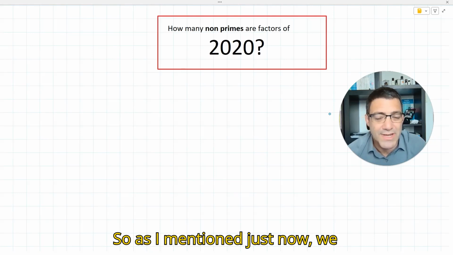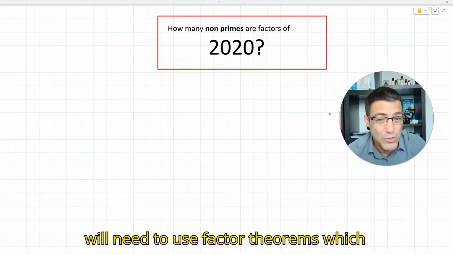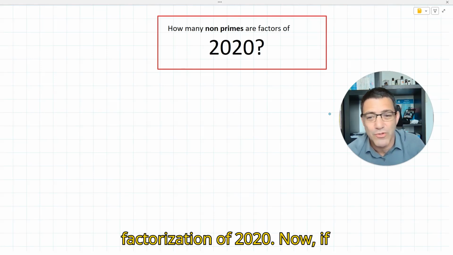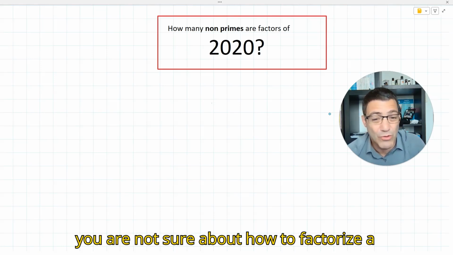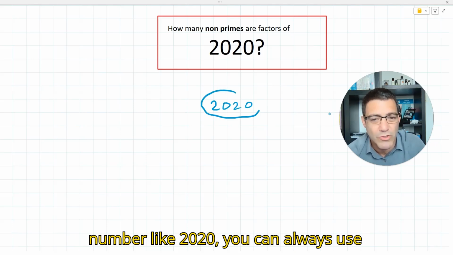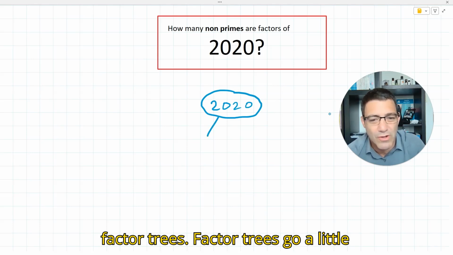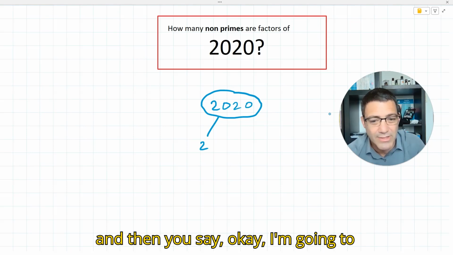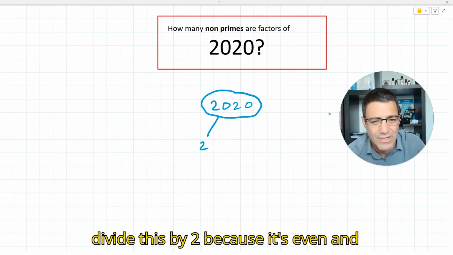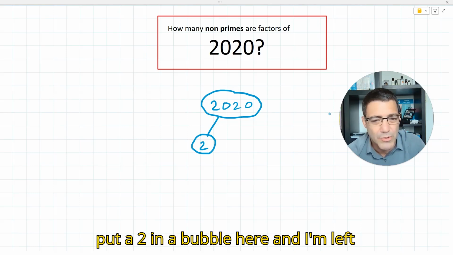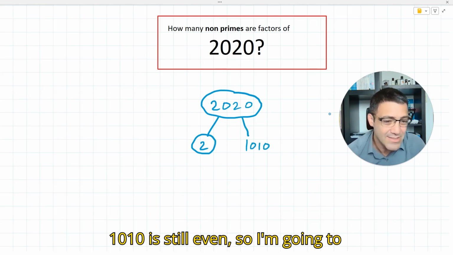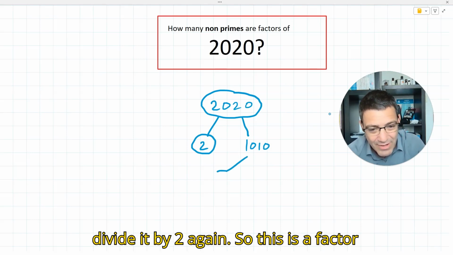So as I mentioned just now, we will need to use factor theorems, which are going to rely on the prime factorization of 2020. Now, if you are not sure about how to factorize a number like 2020, you can always use factor trees. Factor trees go a little bit like this. You write the number down and then you say, okay, I'm going to divide this by 2 because it's even and it's the first prime number. And so I'll put a 2 in a bubble here and I'm left with 1010. And 1010 is still even, so I'm going to divide it by 2 again.